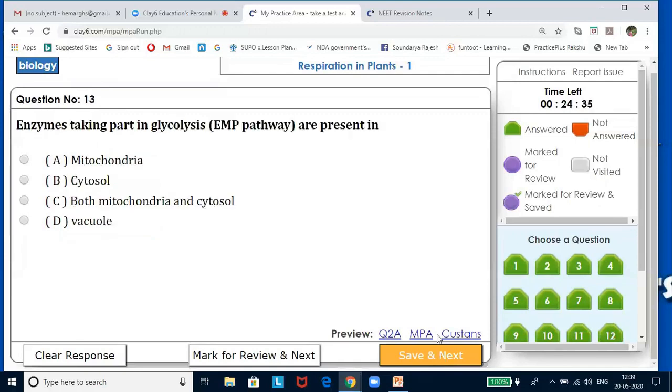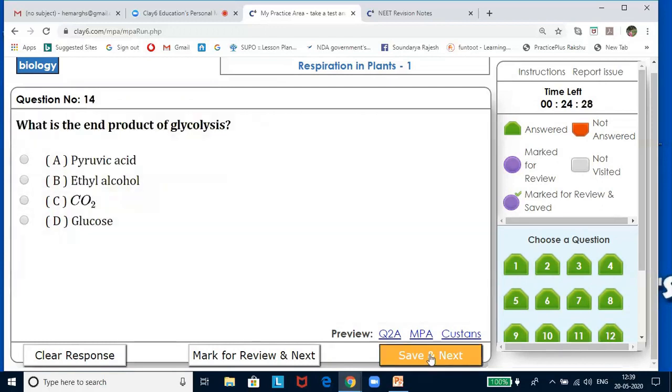Enzymes taking part in glycolysis, the EMP pathway, are present in the cytosol, that is the cytoplasm. What is the end product of glycolysis? So the end product of glycolysis is pyruvic acid.